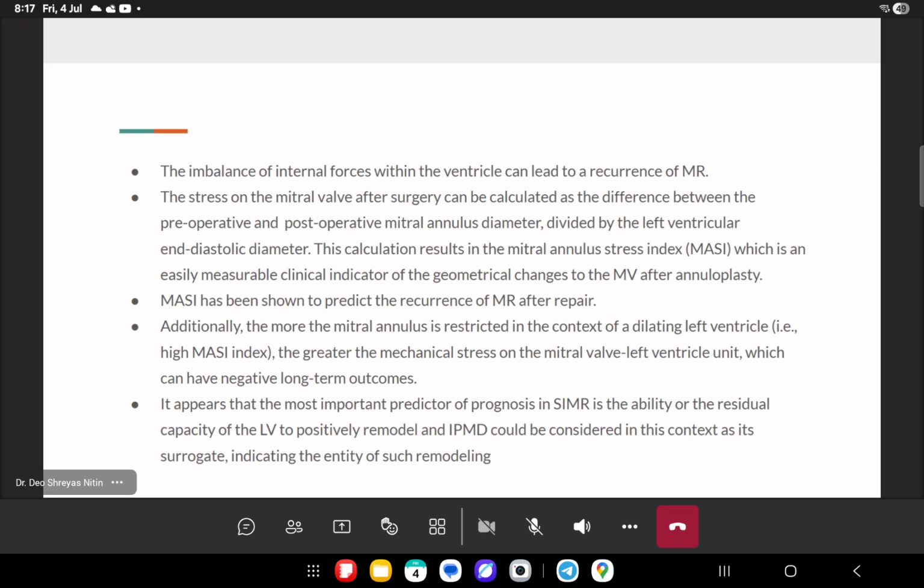It appears that the most important predictor of prognosis in secondary ischemic mitral regurgitation is the residual capacity of the LV to positively remodel, and the IPMD, that is the interpapillary muscle distance, could be considered in this context as a surrogate, indicating the entirety of such remodeling.